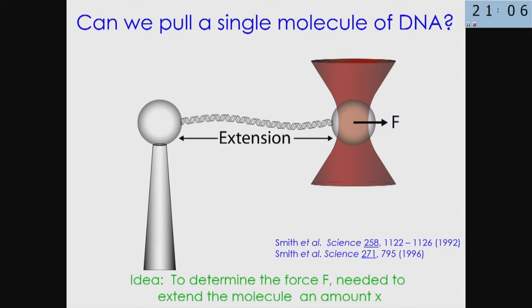Many years ago, in 1991, 1992, we did this first experiment where we grabbed a single molecule of DNA, as shown here. We put it between two microscopic plastic beads, about 1 micron in diameter. Then we were able to pull one of the beads relative to the other, which was held atop a micropipette. By applying force, we could determine how much force was needed to extend the molecule by a given amount. This is equivalent to understanding the elasticity of DNA.